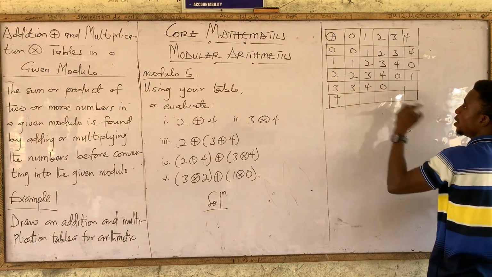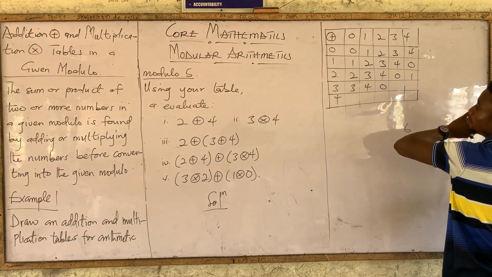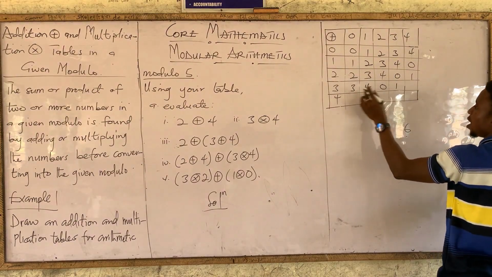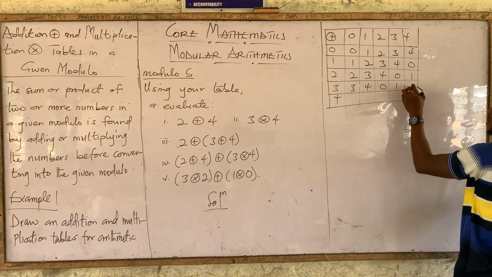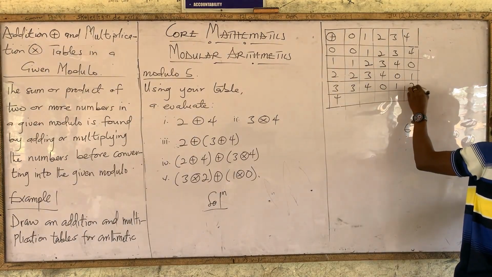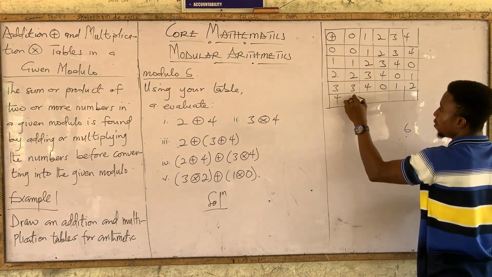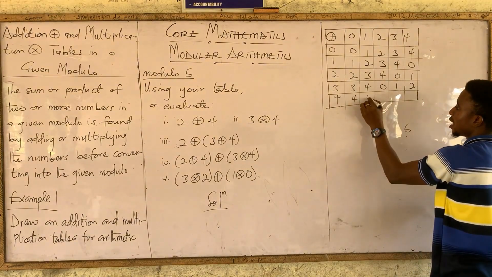So that one is 0. 3 plus 3, which is 6, and that is 1. 3 plus 4, that is 7. So 7 mod 5 is what? 2. Then 4. This one, okay, that's what?